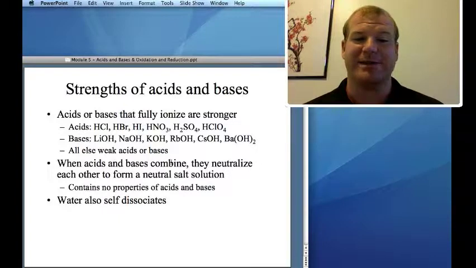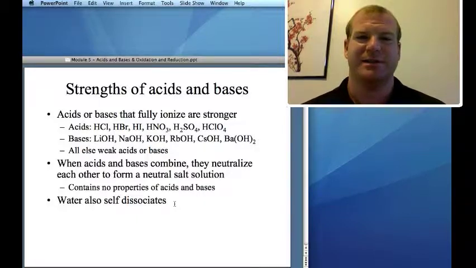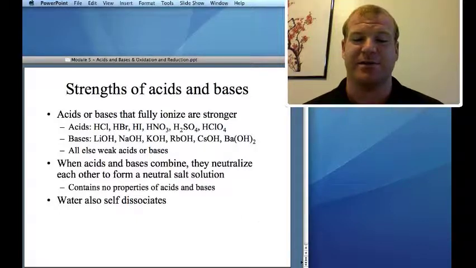And then when acids and bases combine, they form salts. So remember, an acid tastes sour and a base tastes bitter. What does salt taste like? It tastes salty, right? It doesn't taste either of those. And remember, taste is a chemical sense, and so that way you know that salts are chemically different than acids and bases. Water also slightly self-dissociates, very slightly.